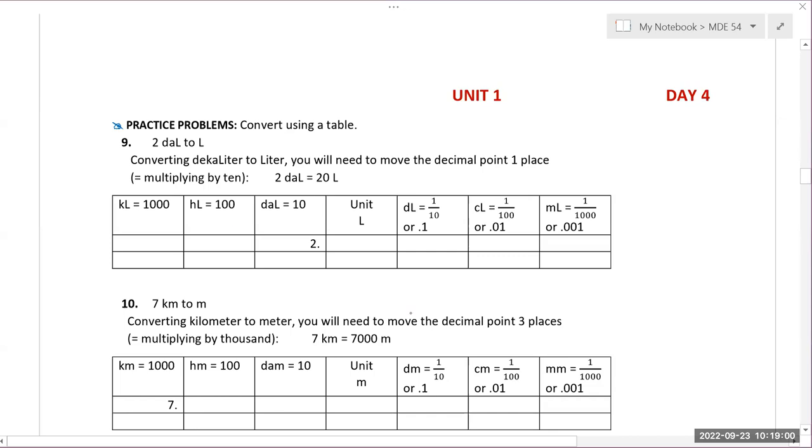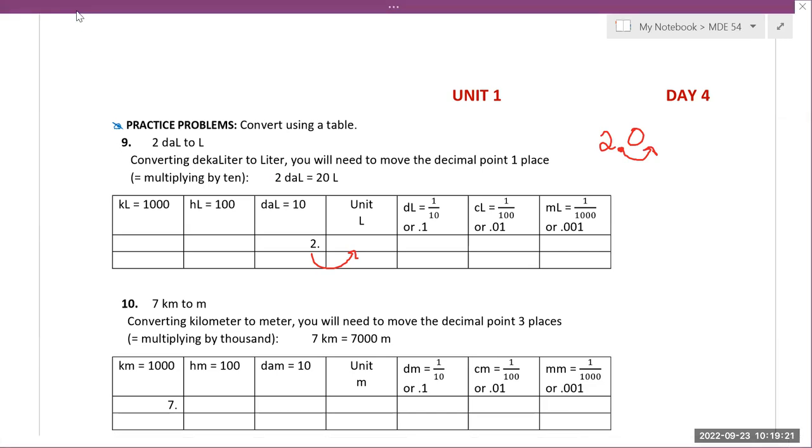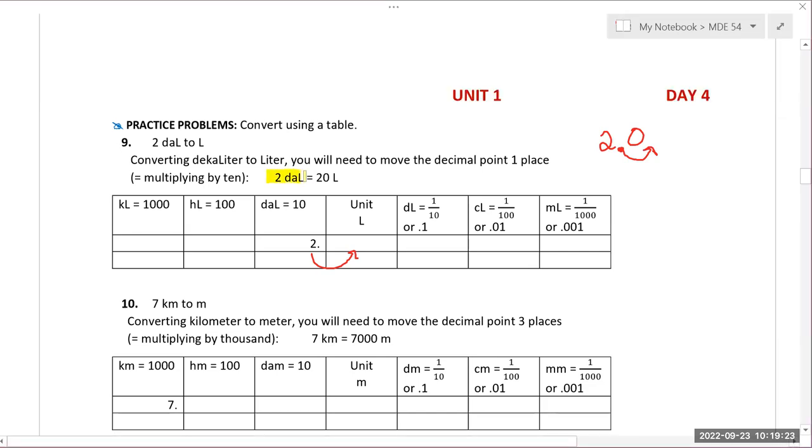So we're going to convert these using the table. If you don't like the table, you don't have to use it. But essentially, we're going to take 2 dols, which is right here, and we're going to convert it to liters. So that moves 1 spot. So our 2 gets 1 decimal and is 20 liters. So we come up with that conversion for us.